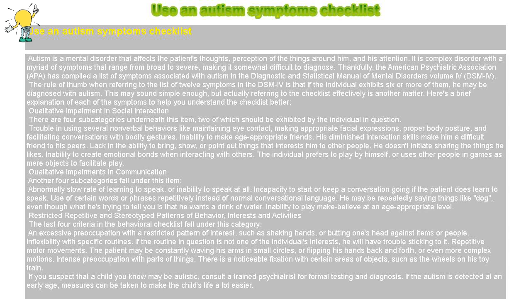If you suspect that a child you know may be autistic, consult a trained psychiatrist for formal testing and diagnosis. If the autism is detected at an early age, measures can be taken to make the child's life a lot easier.